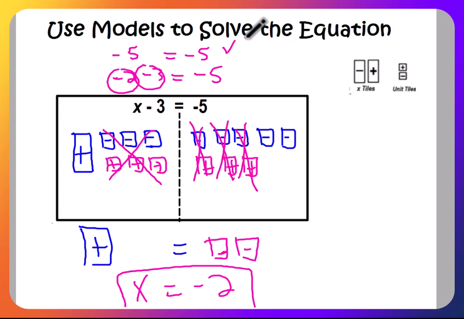So pause the video if you need to take a moment to go back and look at this to see how we modeled the solution. If you need to rewind it and rewatch it again, go ahead and do so.